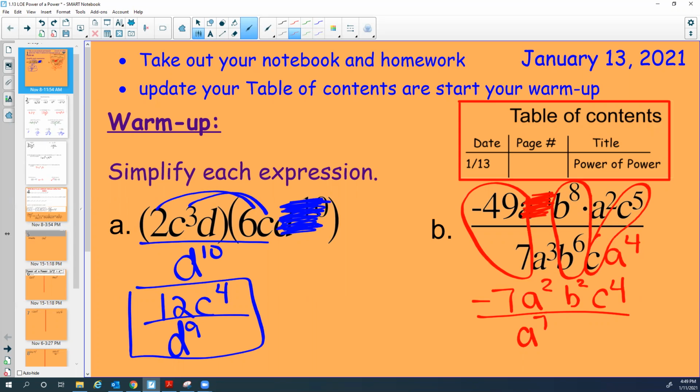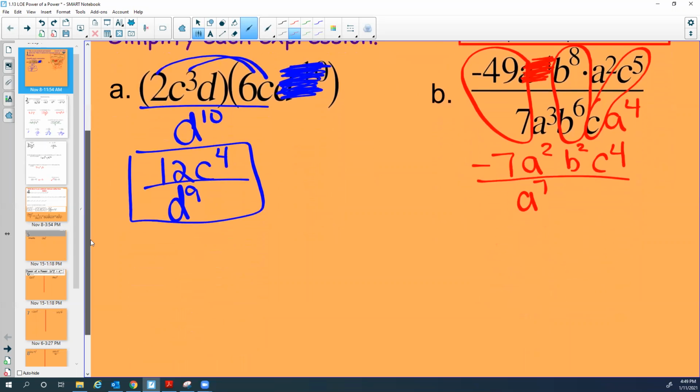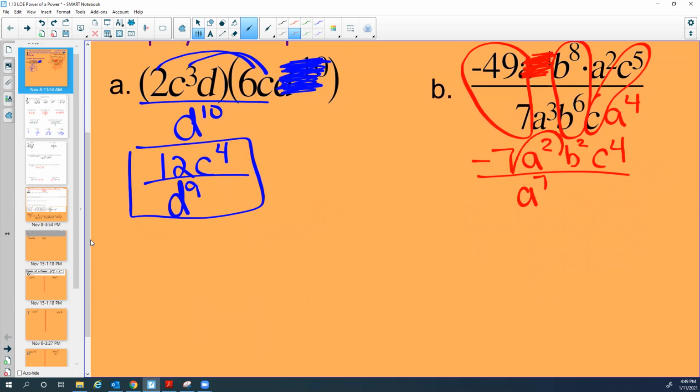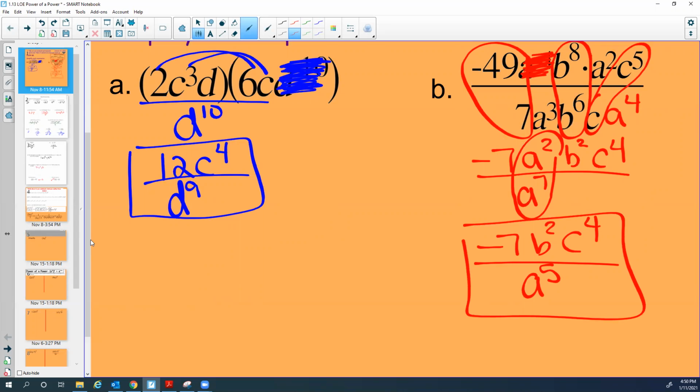Now I'm not done because I still have an A on the top and the bottom. So now let's do my A's, A2 and A7. Those are going to subtract. And I'm going to get negative 7, B squared, C4 with A5 on the bottom because 2 minus 7 is negative 5 and negatives go on the bottom half, making that my answer.